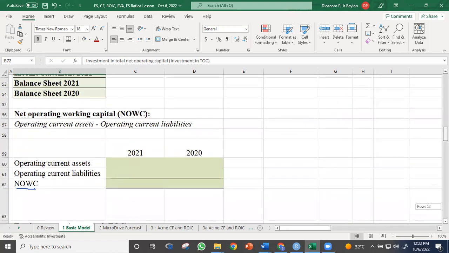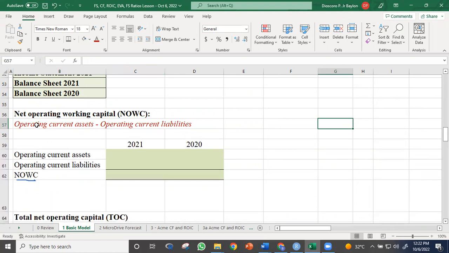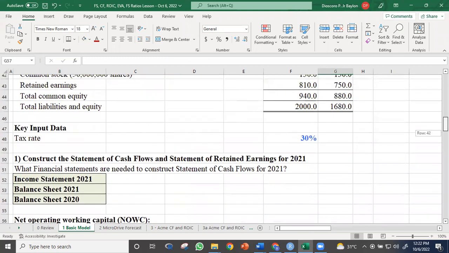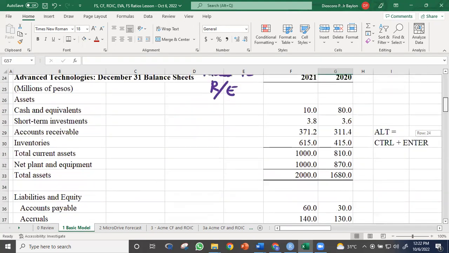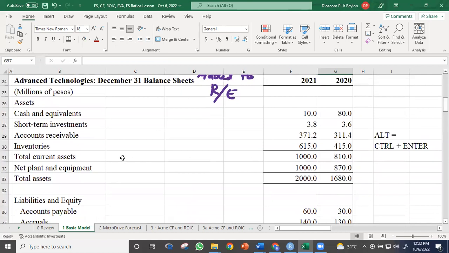All right, first let's start with the NOWC, net operating working capital. What's the formula for this? The net operating working capital is equal to your operating current assets minus the operating current liabilities. So if we go to our balance sheet, we have this as our current assets: cash, short-term investments, accounts receivable, and inventories.